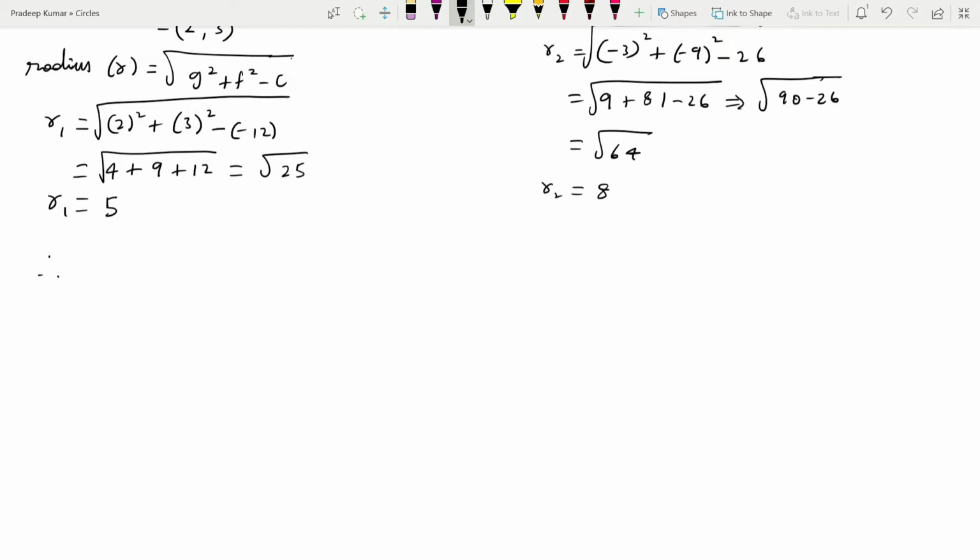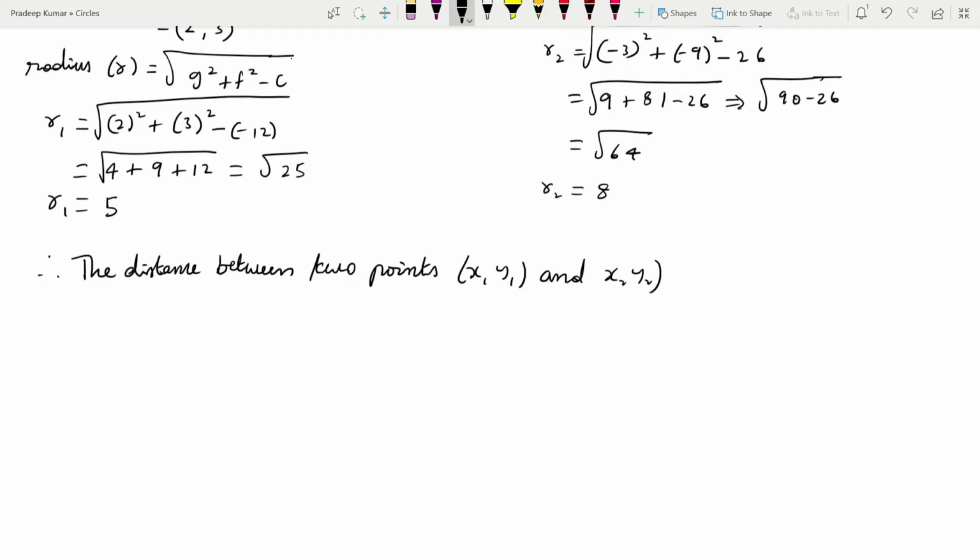So I can write, therefore, the distance between 2 points. The 2 points are of course the two centers, so I can write (x1, y1), and the second center is (x2, y2). Okay, so these are the coordinates. I'll write the distance between 2 points formula: x2 minus x1 whole square plus y2 minus y1 whole square, and there is even an under root.